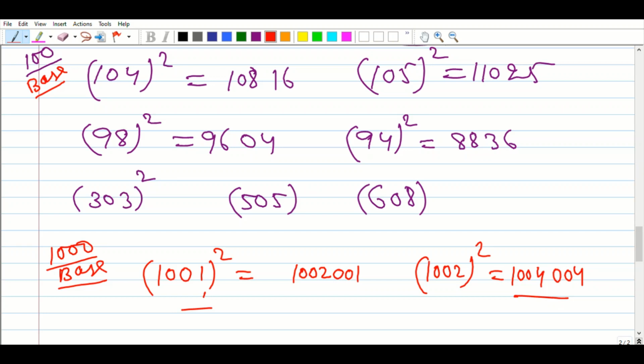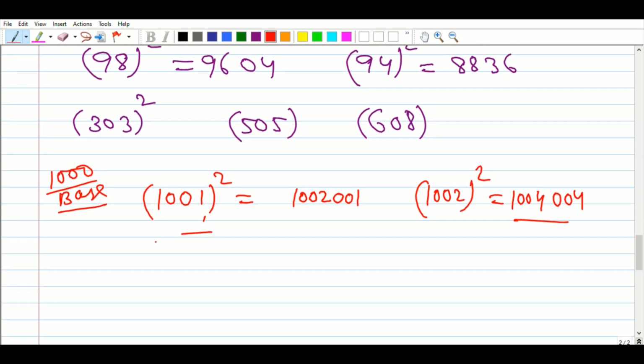Is it clear? So we will do for 1009 square. What would it be? 9 9s are 81, 3 digits required. 1009 plus 9 is 1018. It is your answer.